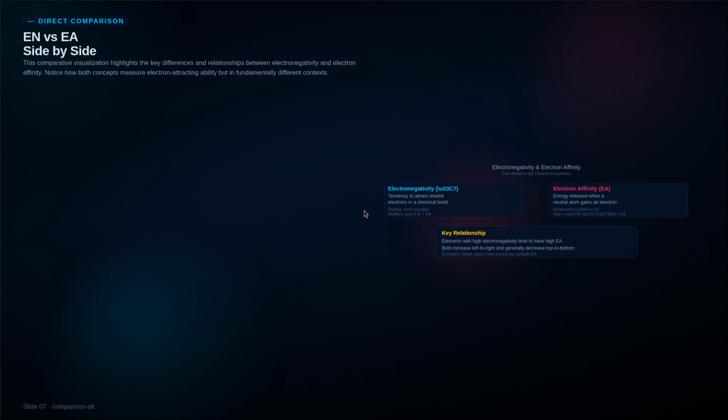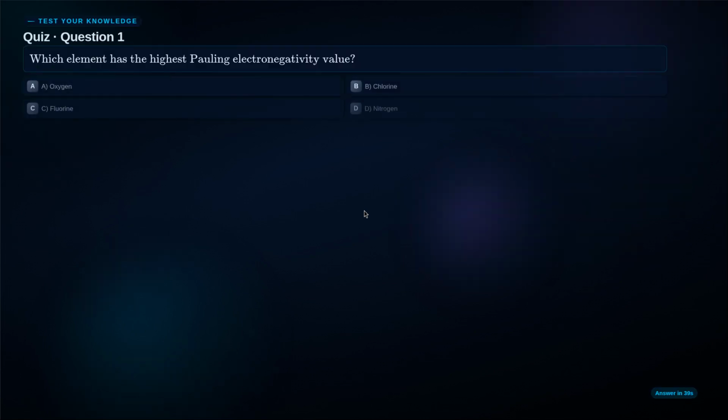On the left, electronegativity is about attracting shared electrons in a bond, measured using the Pauling or Mulliken method, and it decreases down groups. On the right, electron affinity is about energy released when a neutral atom captures an electron, measured in kilojoules per mole, and it shows irregular trends down groups. The key relationship is that elements with high electronegativity tend to have high electron affinity, and both increase from left to right across the periodic table. But exceptions, like noble gases with low electron affinity, remind us these are distinct properties.